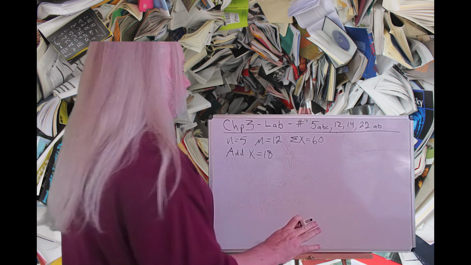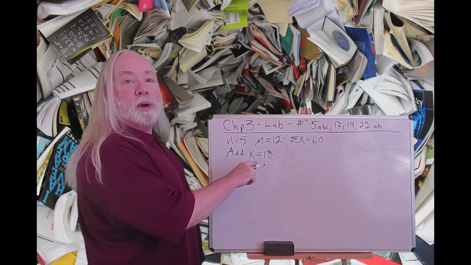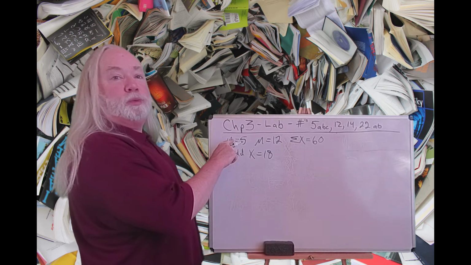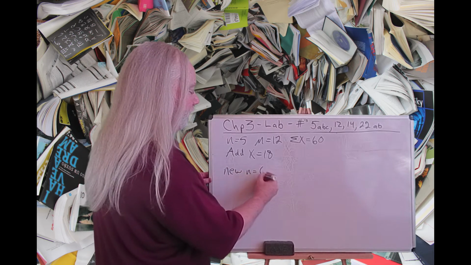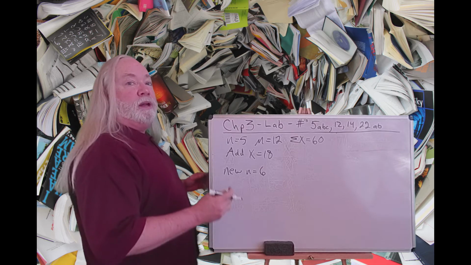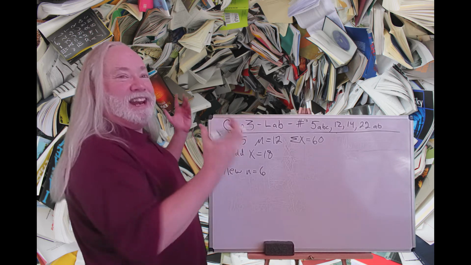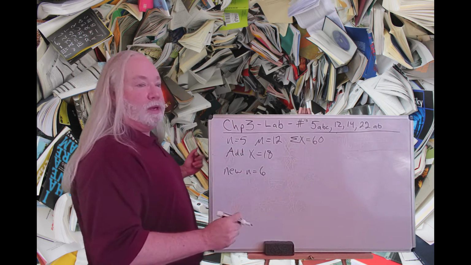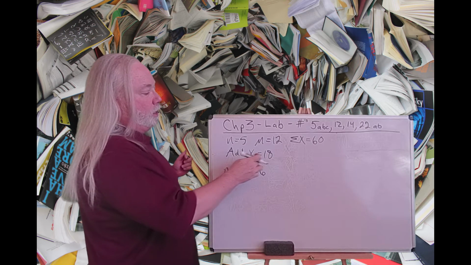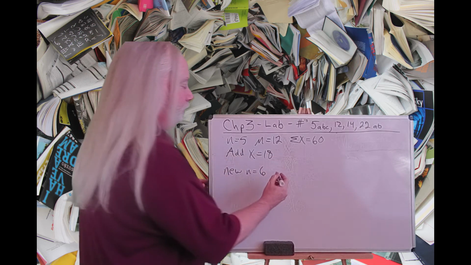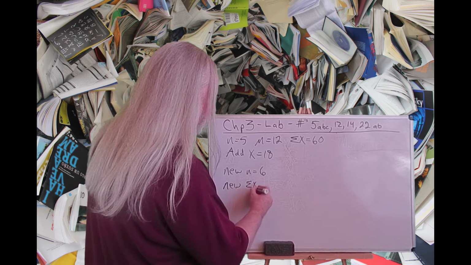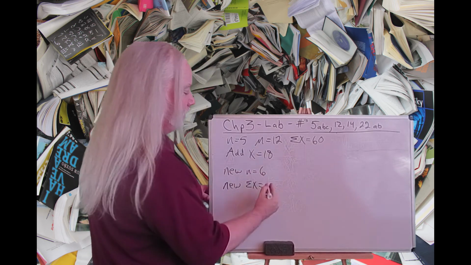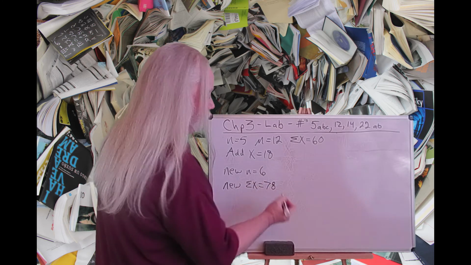All right, now we're going to add a new score. So what happens? The number of scores was 5. The new number of scores is now 6. When we took all these 5 scores and added them together, they totaled up to 60 points. But with this new score, we're adding 18 more points. So the new summation of raw scores, 60 plus our 18 is 78.